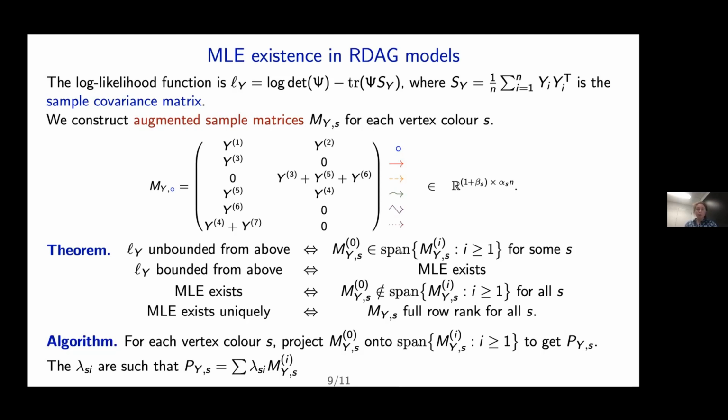so of the other rows of MYS. So that gives us the lambdas, and then the maximum likelihood estimates for the omegas are given by this formula here. So 1 over alpha S times PYS minus MYS0 all squared. So this is just a formula that you can compute. And this alpha S here is just the number of nodes in the graph that have color S.